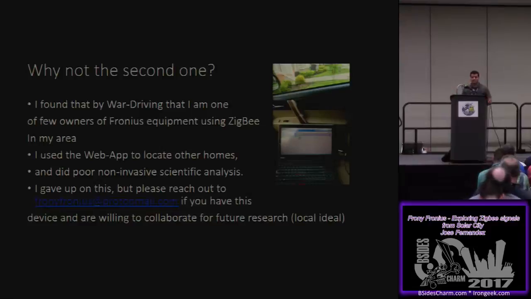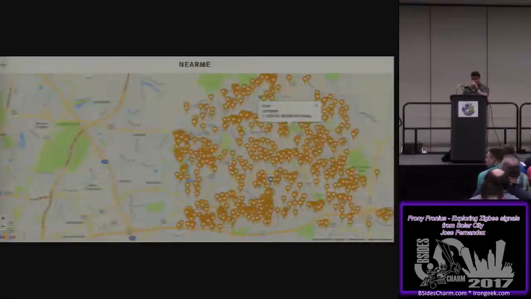But if you do want to help with this initiative, Fronius at protonmail.com is going to be the email that we're going to be using. So if you are interested in assisting with this research or just getting involved, that's the email, or talk to me after the talk. Ideally, I'd like to find somebody else who has similar solar equipment so we can compare notes, right? Local would be better, because I'm pretty sure somebody else besides me has this, and they may or may not live close by.